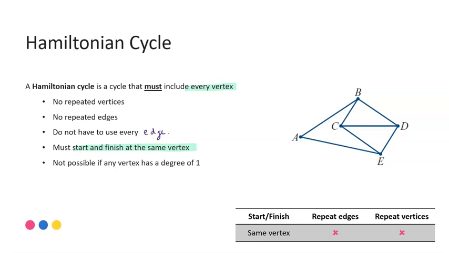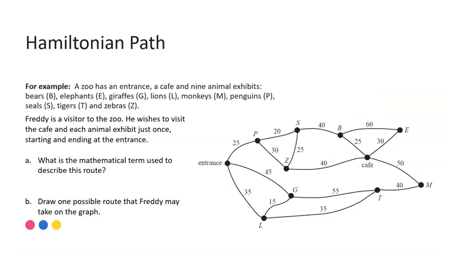So let's have a look at a couple of examples now. Our first one here: a zoo has an entrance, a cafe, and 9 animal exhibits: bears, elephants, giraffes, lions, monkeys, penguins, seals, tigers, and zebras. Freddie is a visitor to the zoo. He wishes to visit the cafe and each animal exhibit just once, and he wants to start and end at the entrance. So the first question is, what is the mathematical term used to describe this route?